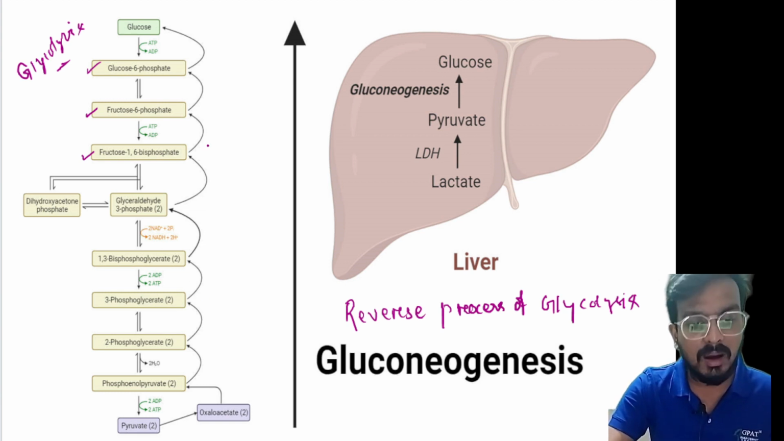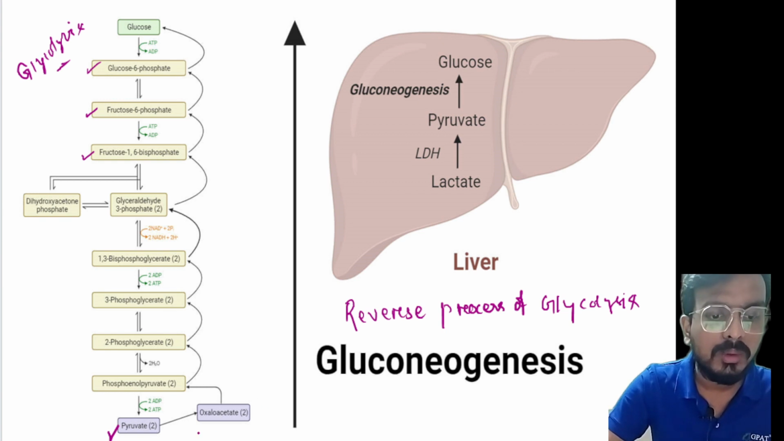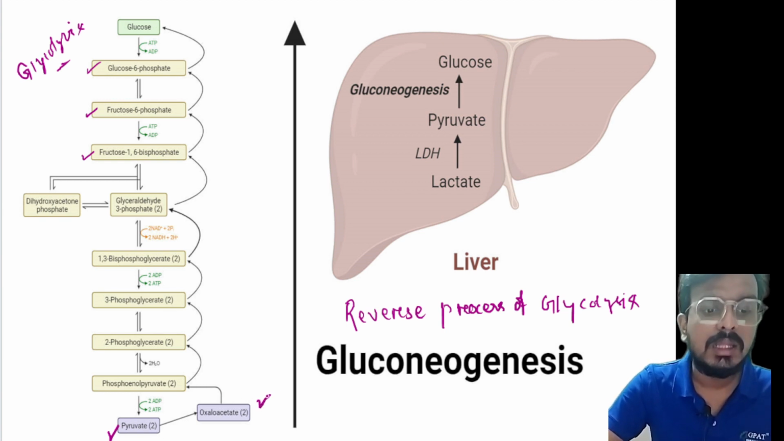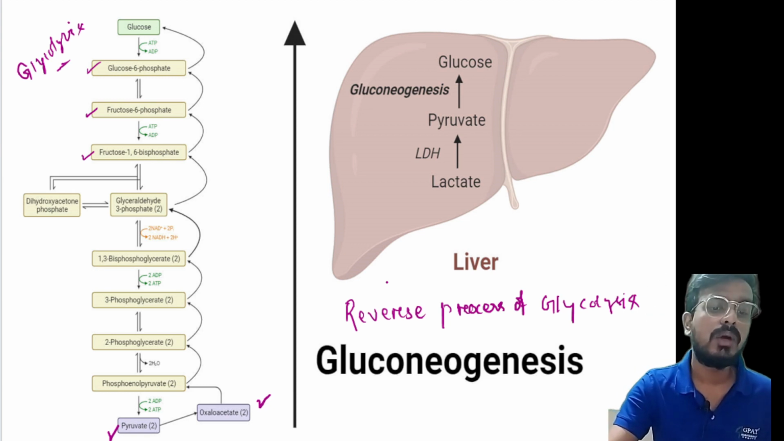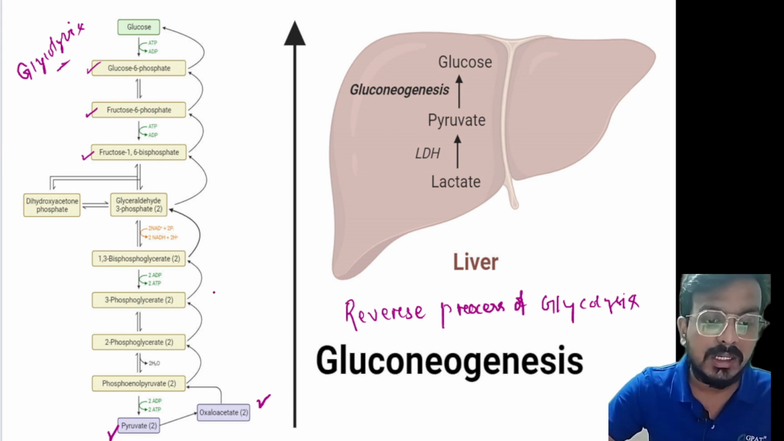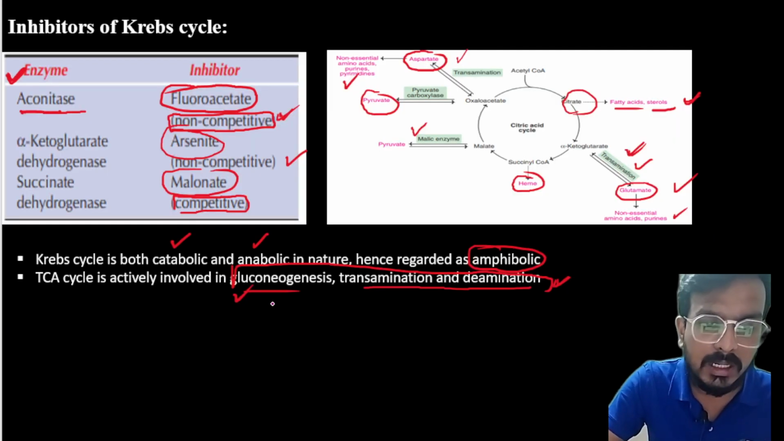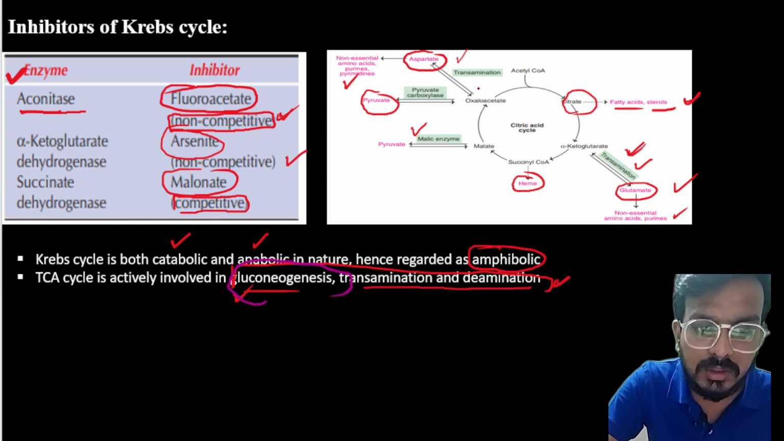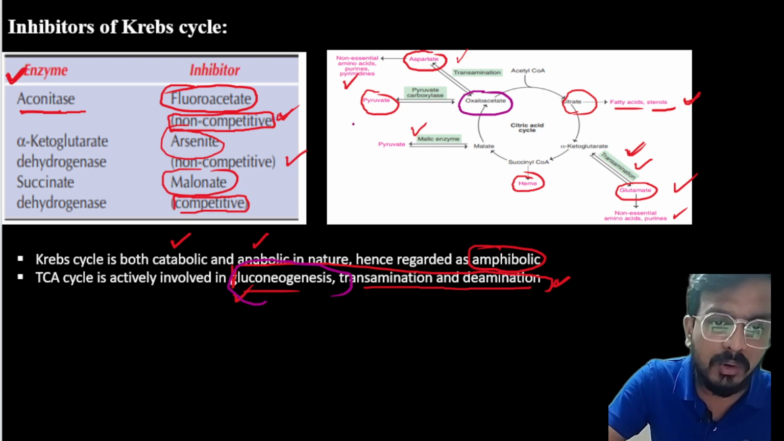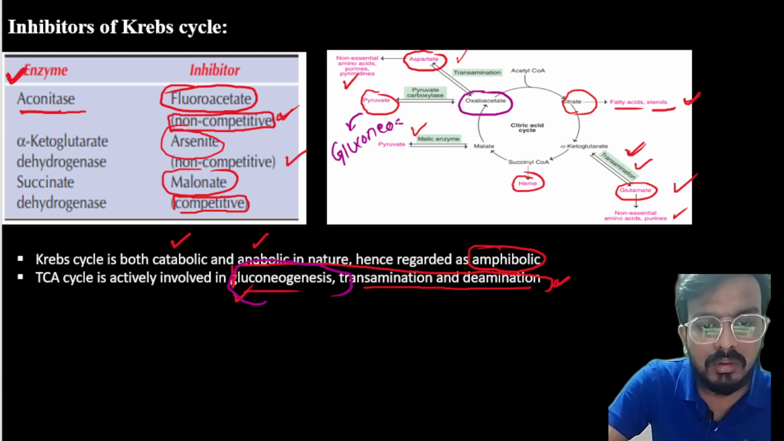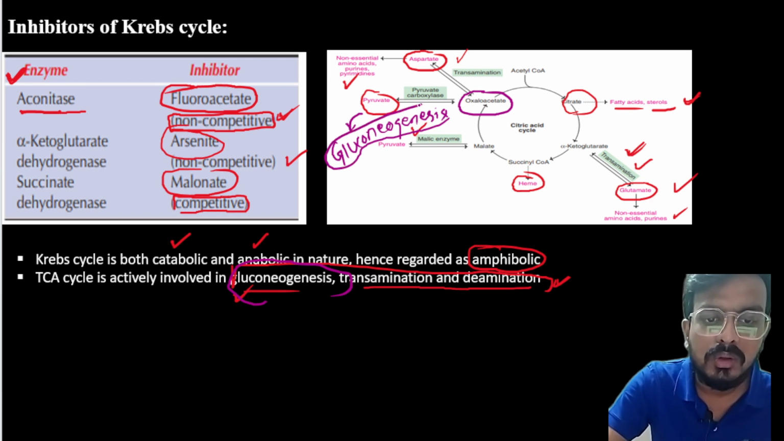But in the reverse process, how does it start? Pyruvate is converted to oxaloacetate, and then the process starts directly. Here one intermediate is there, oxaloacetate. Oxaloacetate coming in means there is involvement of the TCA cycle. As I told you, the TCA cycle is also actively involved in gluconeogenesis. This oxaloacetate is produced from pyruvate, and from this pyruvate gluconeogenesis will start.